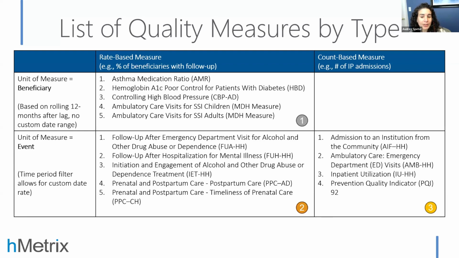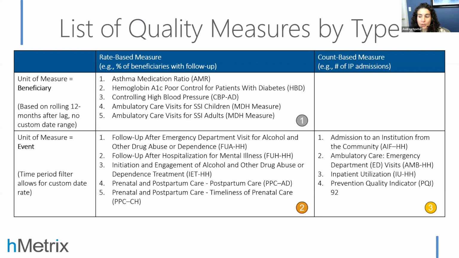Going down the left column, you have a unit of measure that is a beneficiary. That means that it is a beneficiary level quality score. For example, does a given beneficiary have an asthma medication ratio of 0.5 or greater? Or does that beneficiary overall have a hemoglobin A1C score that is considered poor control? The unit of measure is the beneficiary, and we're presenting rates in that first quadrant.